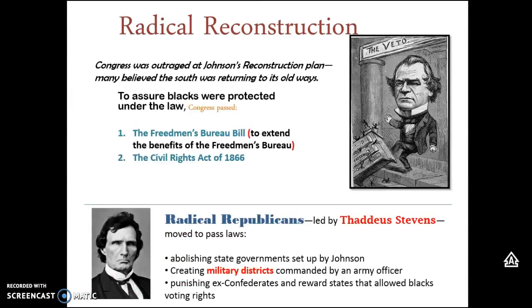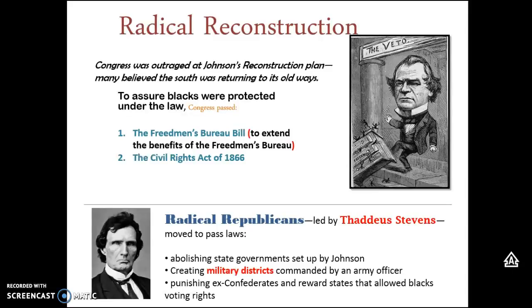You will have these radical Republicans that did not agree with the leniency that the Confederates were being shown. So you're going to have radical Reconstruction. Congress is outraged at Johnson's Reconstruction plan. Many believe the South was returning to its old ways.